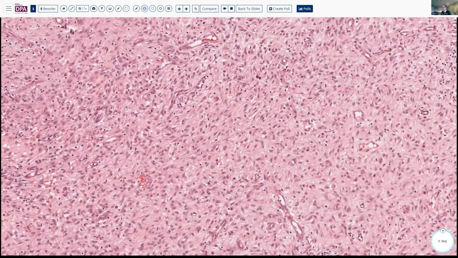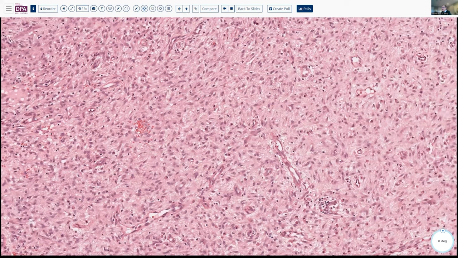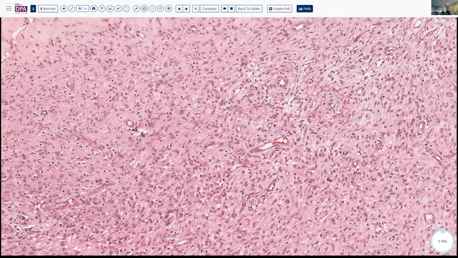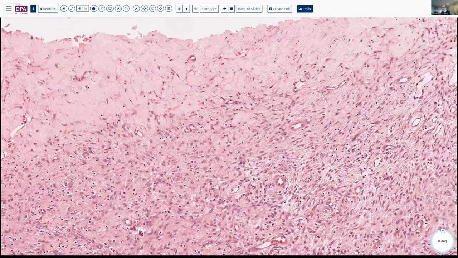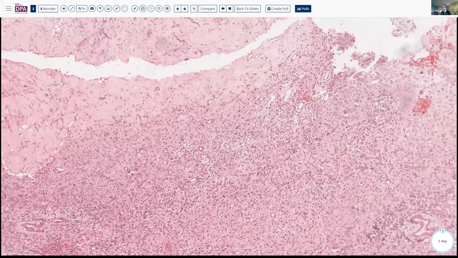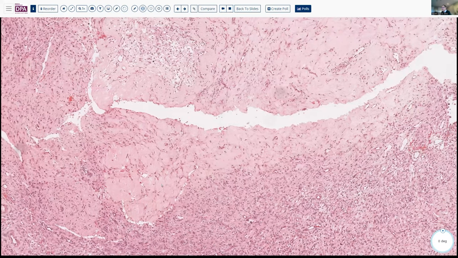But as we come into higher magnification, we can see that these are fibroblastic type cells, sort of weakly or vaguely spindly in appearance. There's a delicate vasculature and a few scattered inflammatory cells in the midst of this. As we look a little further, here you can see some more hyalinized collagen or more fibrotic appearance. And this is a good indication that we have a fair chronicity in this lesion.